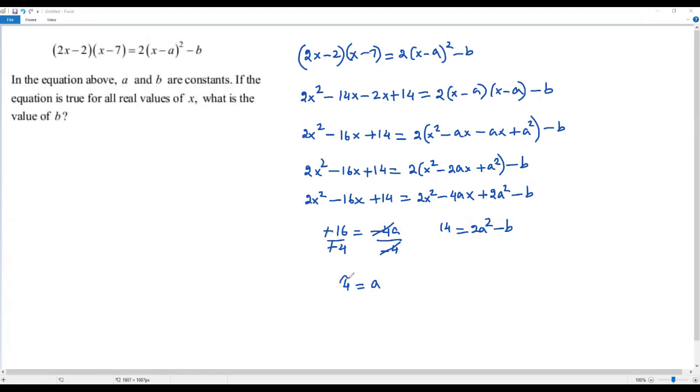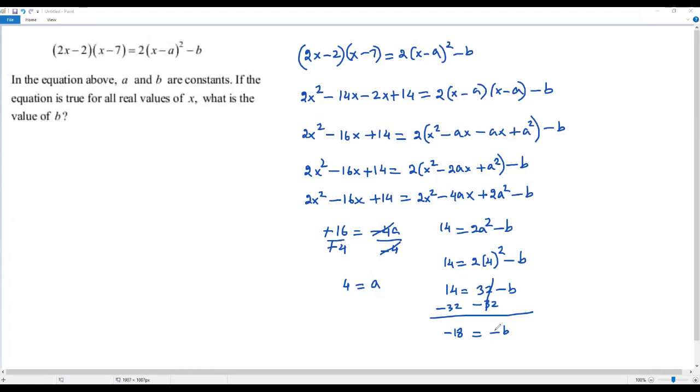Now we can plug in this 4 for a over here and solve for b in this equation. That is 14 equals 2 times 4 squared minus b. Okay, 14 equals, the value of 4 squared is 16, 16 times 2 is 32, minus b. Let me subtract 32 from both sides of this equation. When I do so, the positive 32 and negative 32 will cancel out. When I combine positive 14 and negative 32, I am getting negative 18 equals, on the right side, negative b.